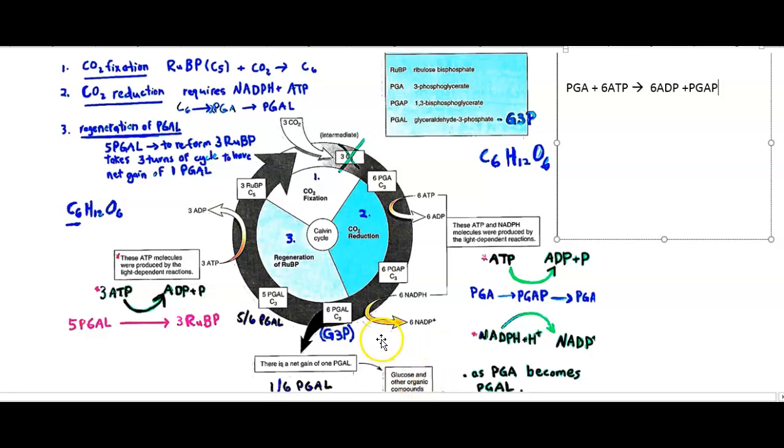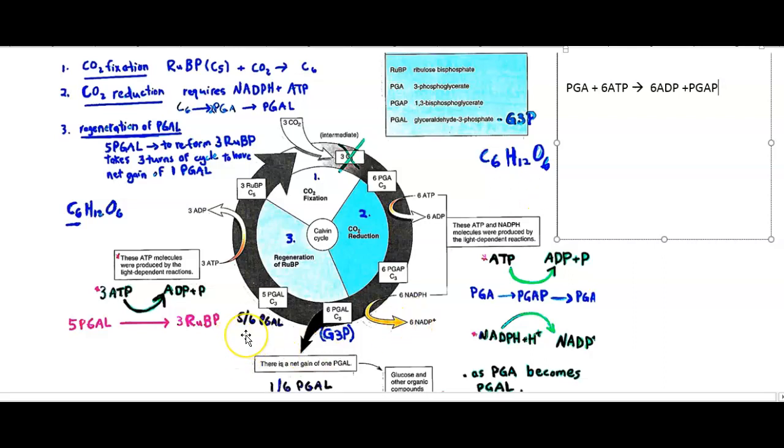Now we have 6 PGALs having 3 carbons. We start out with 3 carbons from carbon dioxide, and we still have 3 carbons. 1 PGAL is going to leave, so we have a net gain of 1 PGAL. So we know glucose has 6 carbons, right? C6H12O6. So 1 PGAL is going to leave the system. It's going to wait around until we go through one more time, so then we'll have enough carbons to make the glucose.